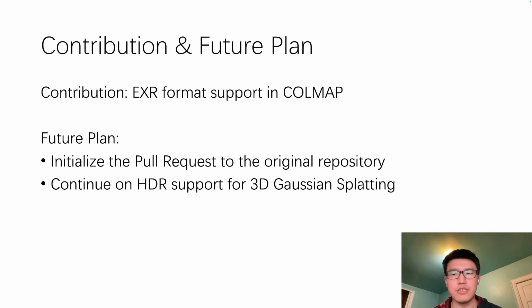In this final project, my contribution is to support the EXR format in COLMAP, the image processing tool for 3D Gaussian splatting, which can help improve the quality and realism of the generated images. For the near future, I plan to initiate a pull request to the original repository and continue on HDR support for the 3D Gaussian splatting pipeline.